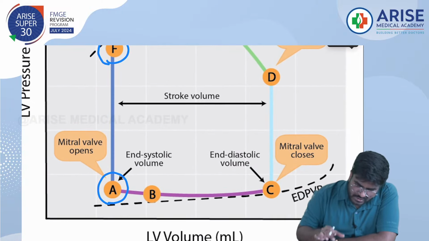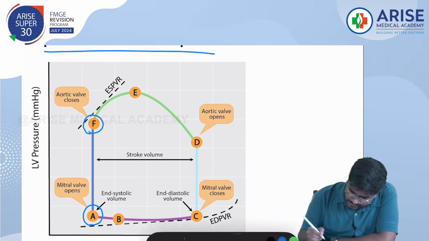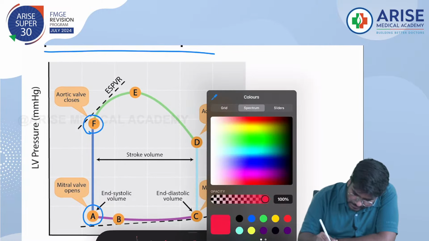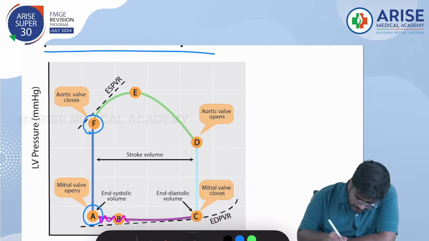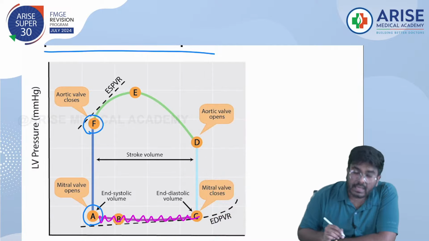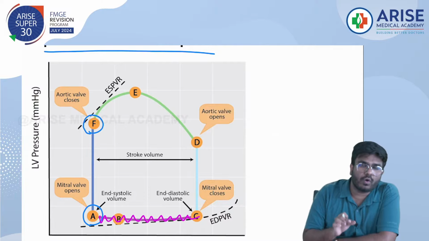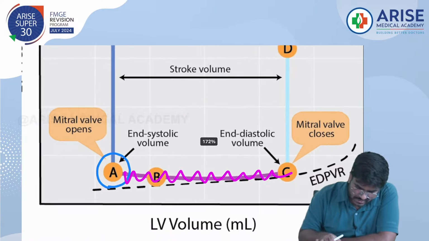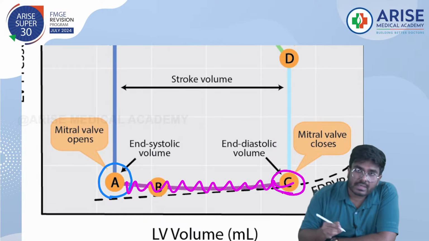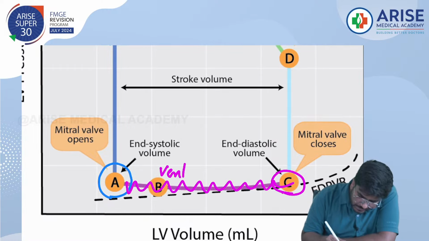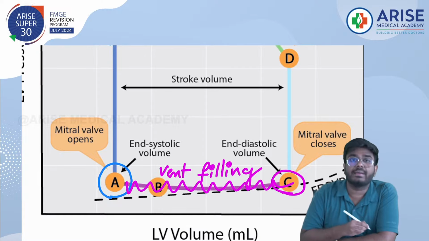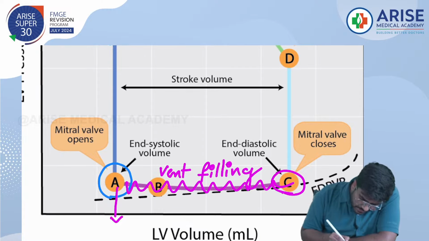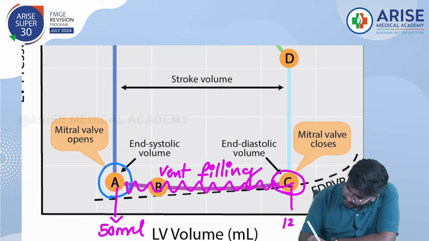In this left ventricular pressure volume loop, this down pink color line, which I am going to highlight right now, this pink color line is representing what? What is the event that is happening during this phase from A to C? From A to C, this is the phase of ventricular filling. Ventricles are filling. From where to where? Ventricles are filling from 50 ml till 120 ml.